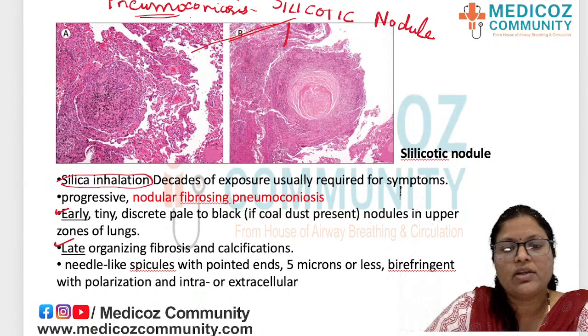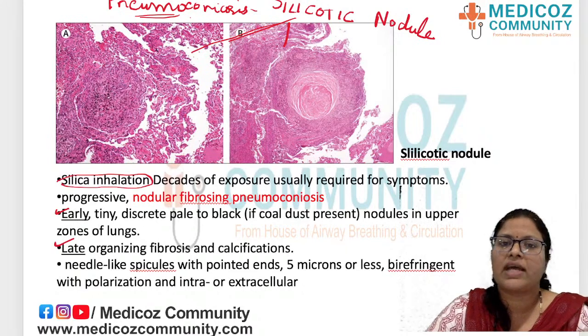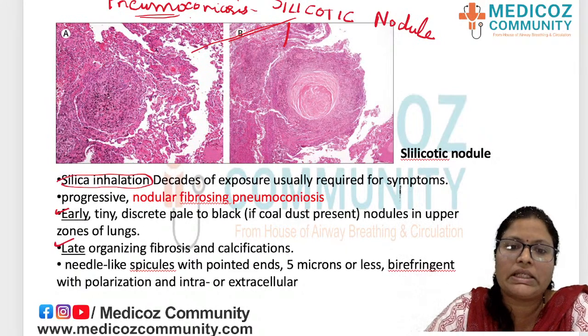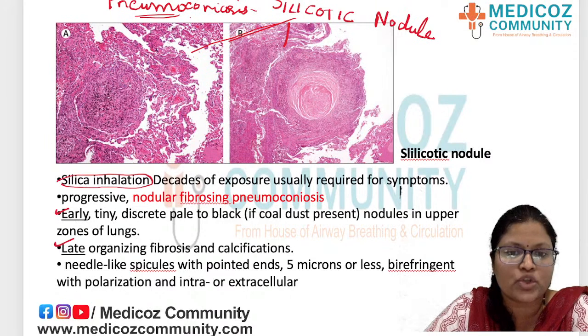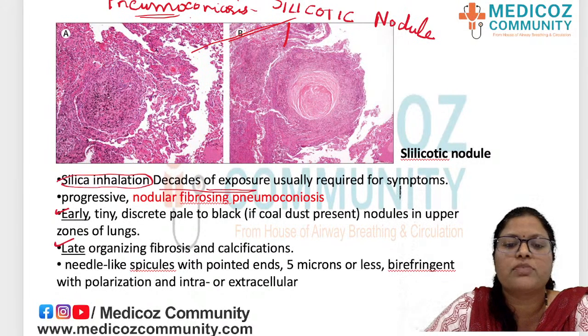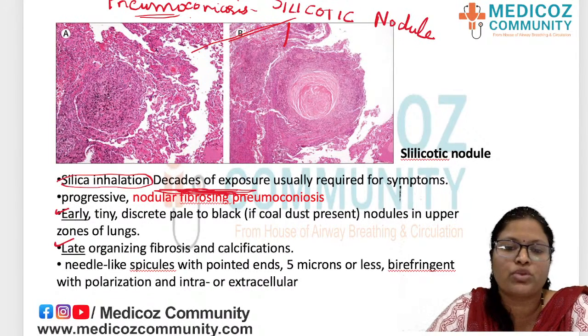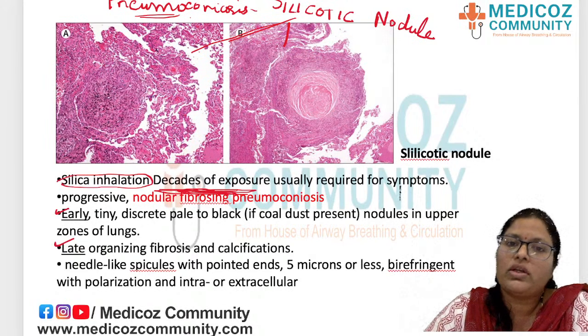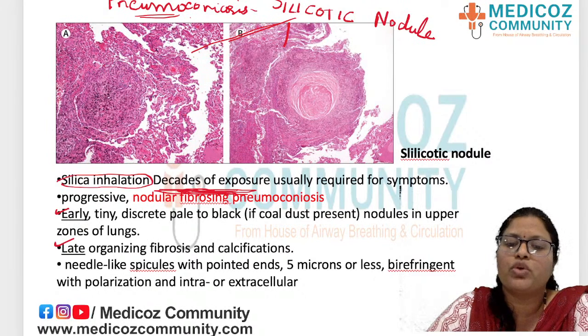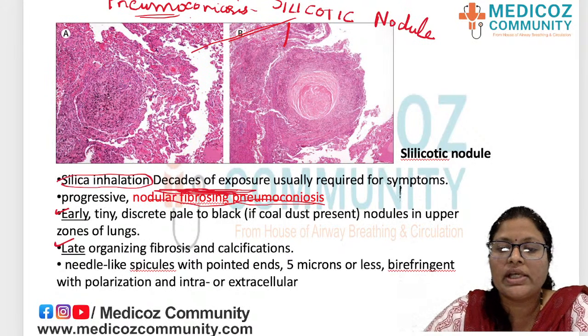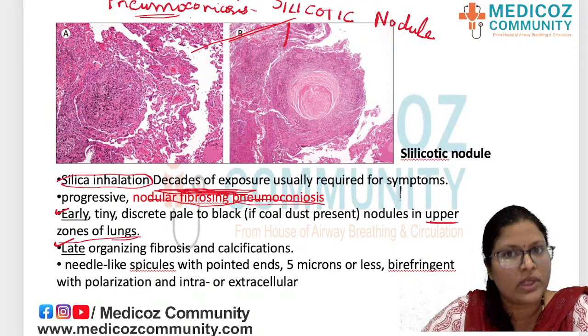Okay. And just because you visit a sandblasting factory or a sandblasting mine doesn't mean that you'll land up with silicosis. There should be decades of exposure. So this person was around 60 years of age. Okay. And throughout his life, when he was working, he has been exposed to this. And what is the pathology which occurs? There is progressive nodular fibrosing pneumoconiosis which is occurring in the lung. And usually the upper zones of the lungs are the ones which are involved.